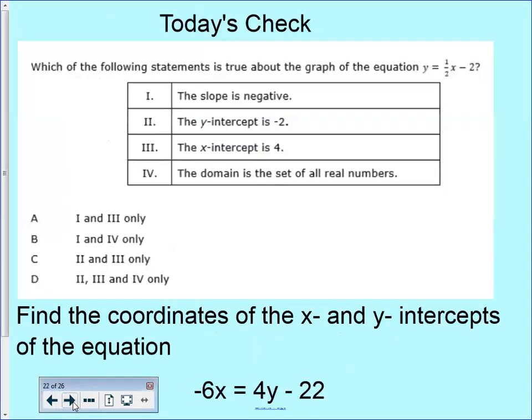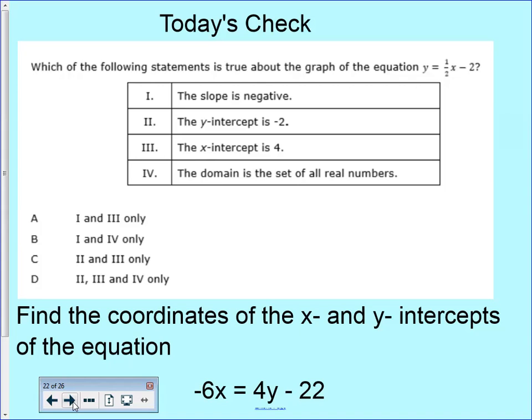All right, everybody. So here is today's check for understanding. What I want you to do is go answer these 2 questions here. Number 1 is you have the equation y equals 1/2 x minus 2. You have 4 attributes given. The slope is negative, the y-intercept is -2, the x-intercept is 4, the domain is a set of all real numbers. I want you to identify which of those 4 statements is correct and true about the equation y equals 1/2 x minus 2. This is a multiple choice question, so you look at your answer choices and decide which one has all correct statements.